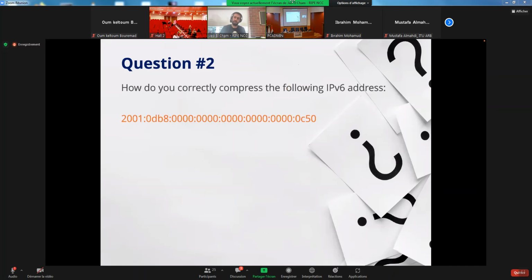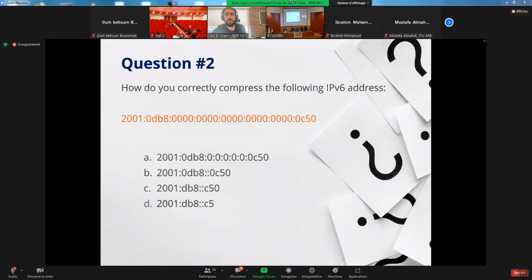Now, second question. It becomes a little bit trickier here. How do you correctly compress the following IPv6 address? I hope it's visible on the big screen. I'll give you a few seconds to think about it. But also for the people online, feel free to share your thoughts in the chat window. There could be more than one answer.